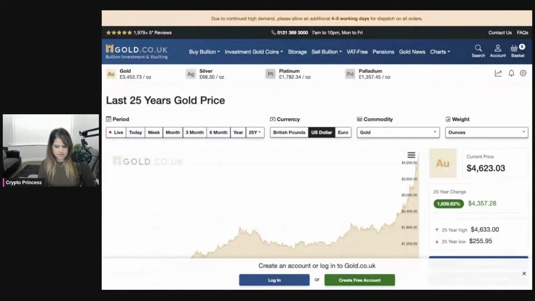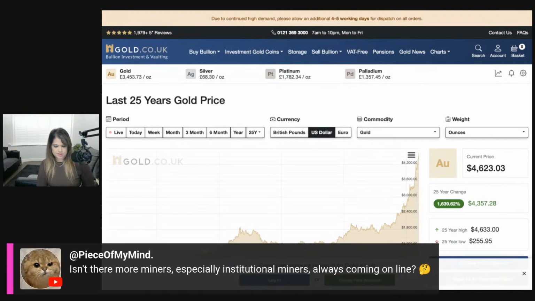The silver chart. Go to gold. Share the screen. Exactly.